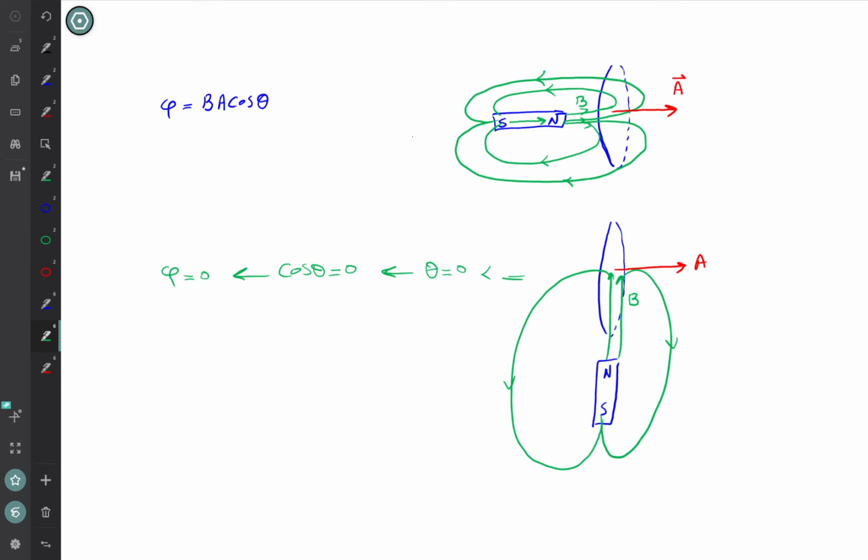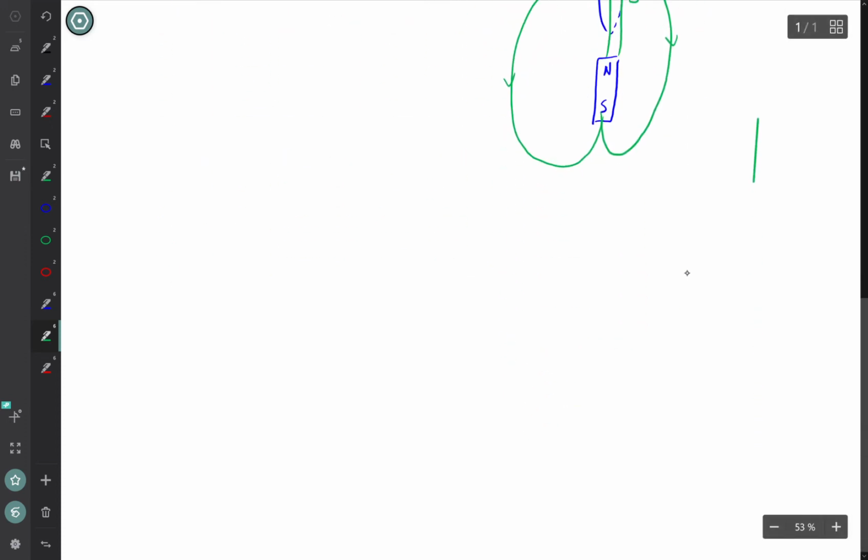Make sense? So what I'm going to do now is change the flux by moving the magnet either towards the loop or away from the loop. Now let's look at a case where I move the magnet towards the loop. If this is my loop, then I have this magnet, N and S, here. Let's say the magnet is moving to the right.